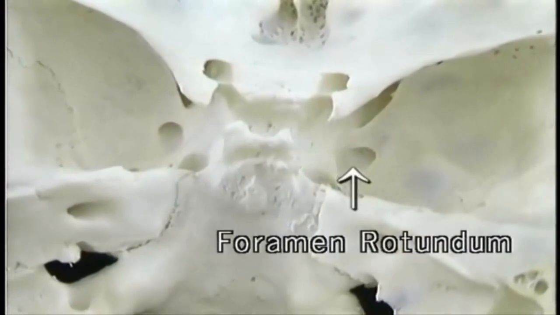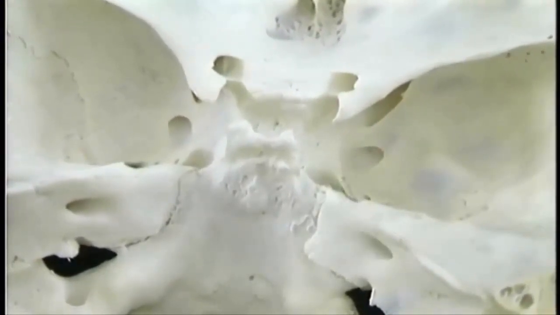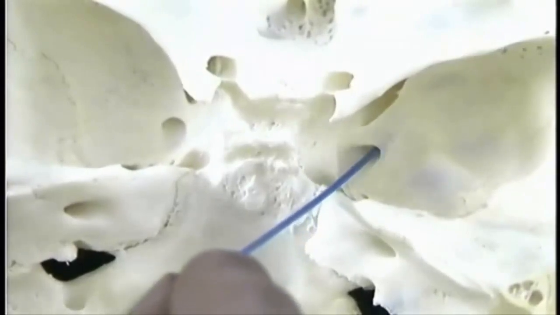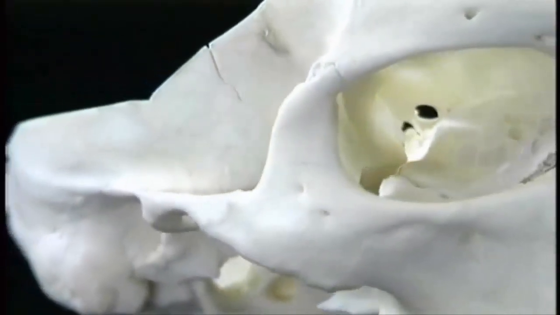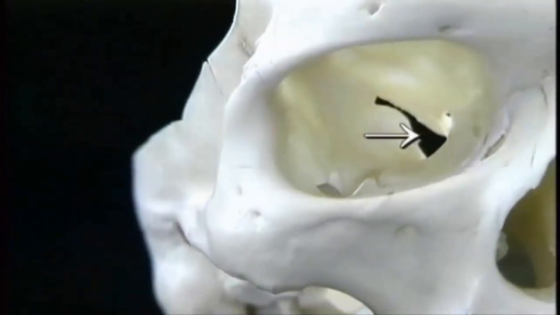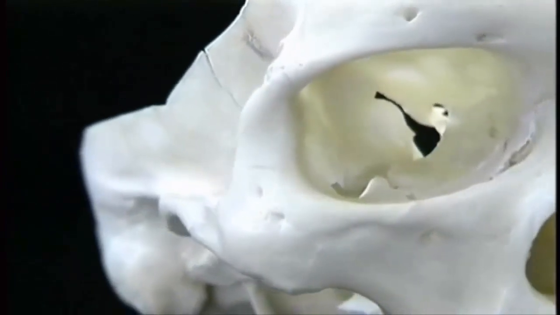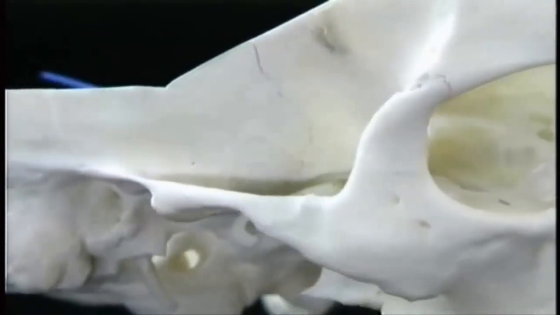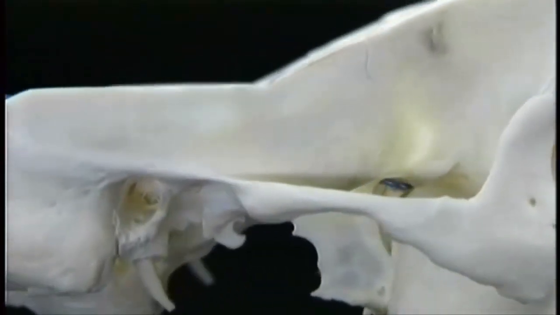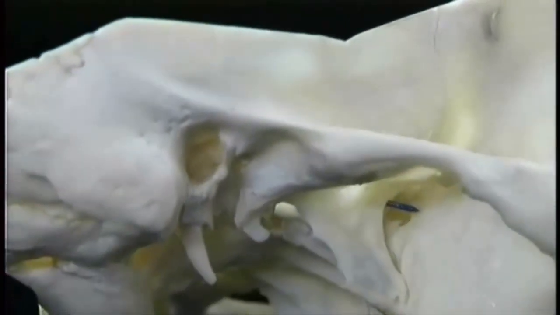Below and behind the medial end of the superior orbital fissure, this smaller round opening, the foramen rotundum, is for the maxillary branch of the trigeminal nerve. We'll put this pointer in the foramen rotundum and go round to the outside. Here's the superior orbital fissure again. Here, medial to it, is the optic canal. The foramen rotundum emerges not into the orbit, but into the pterygomaxillary fissure.